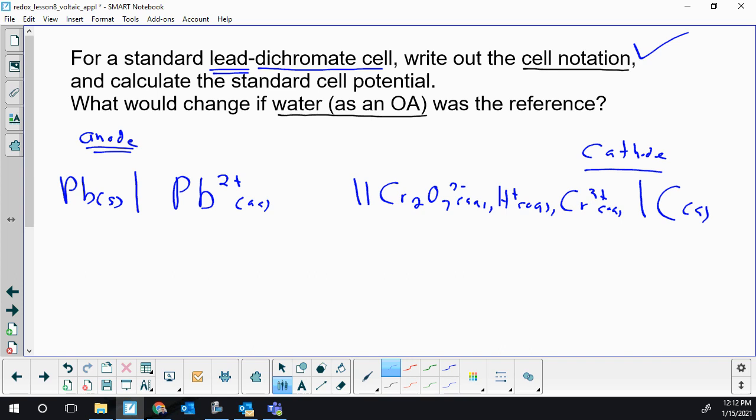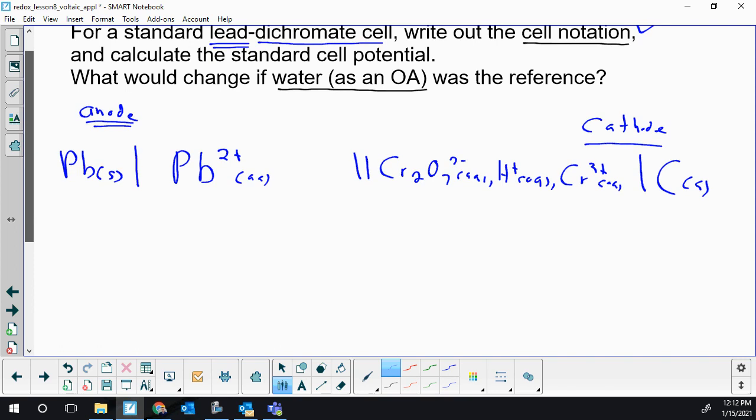Okay, calculate the standard cell potential. The oxidizing agent's potential is going to come from the cathode. I'm not writing out the whole half reaction because I wasn't asked to. But the cathode potential is positive 1.23 volts, the cathode that has the OA.